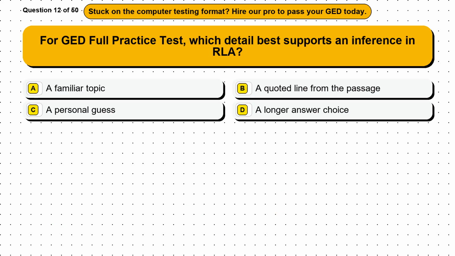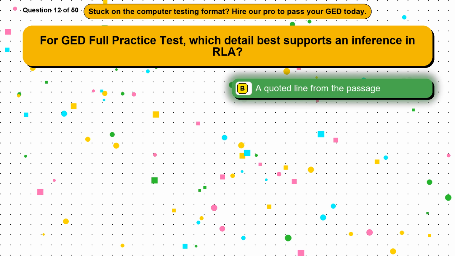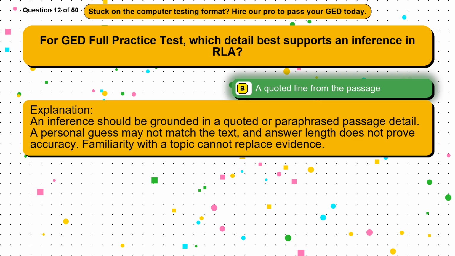Question 12. For GED Full Practice Test, which detail best supports an inference in RLA? Option A. A familiar topic. Option B. A quoted line from the passage. Option C. A personal guess. Option D. A longer answer choice. The correct answer is option B. A quoted line from the passage. An inference should be grounded in a quoted or paraphrased passage detail. A personal guess may not match the text, and answer length does not prove accuracy. Familiarity with the topic cannot replace evidence.